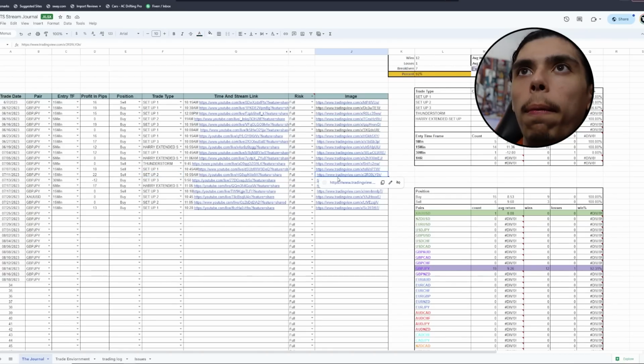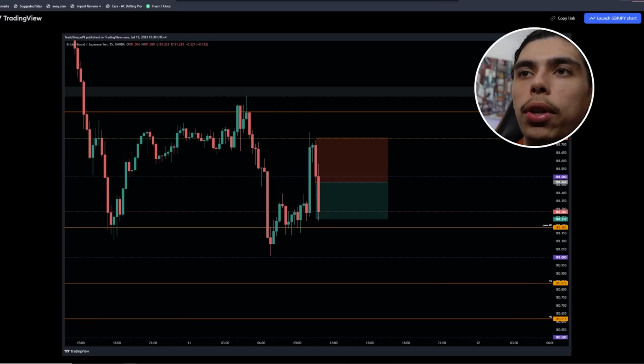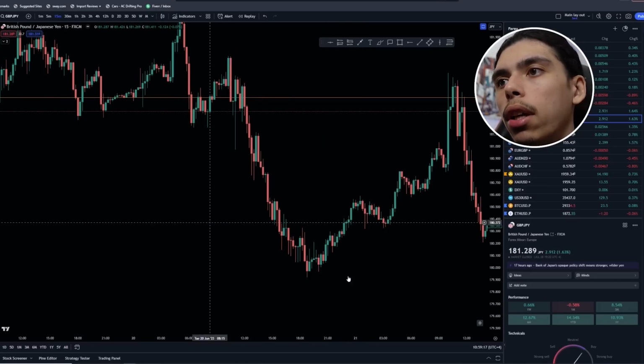Let's find a clearer one here of setup number 2. See this one here. There we go. That's a very clean setup number 2. Price pulled back, created resistance, target the low. Very, very simple and clean. This is why the stream journal can be a great resource for you guys, right?